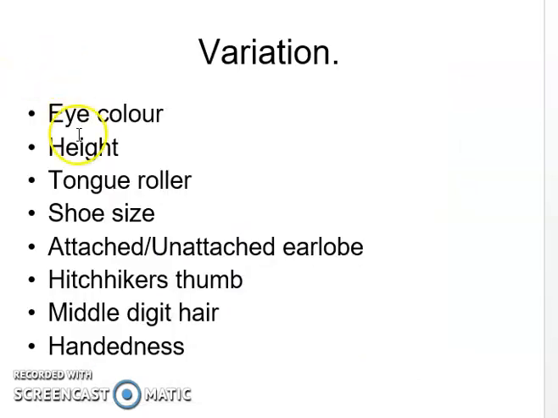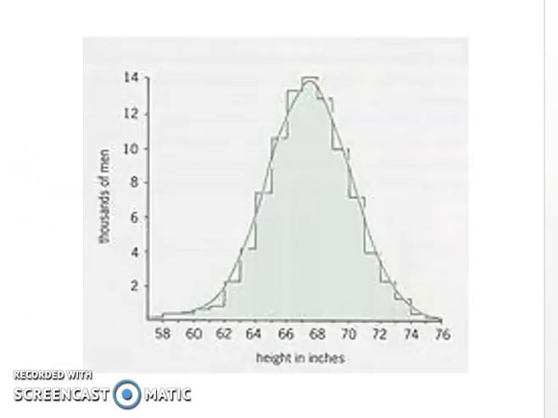Going back to our list, height and shoe size. Now these are controlled by many genes and our environment plays a big part in it. So for instance, if we are living in a famine area, we may not grow to the height that our genetics would dictate. So therefore, these sorts of things are controlled by many, many genes, and the environment plays a big part.